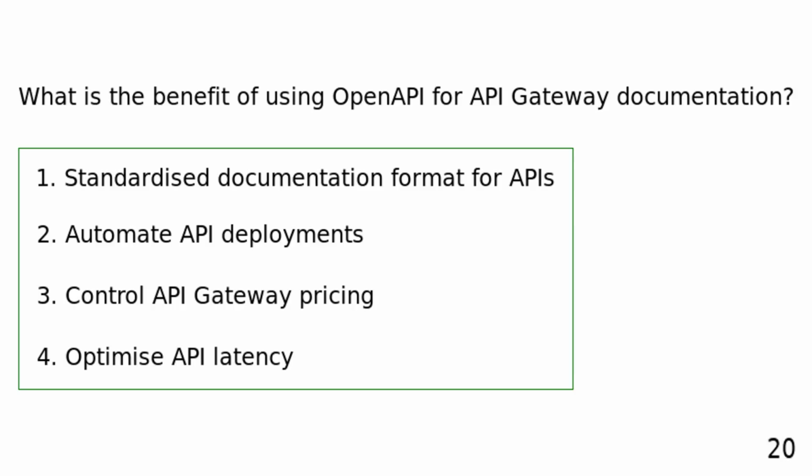What is the benefit of using OpenAPI for API Gateway documentation? Standardized documentation format for APIs. Automate API deployments. Control API Gateway pricing. Optimize API latency.